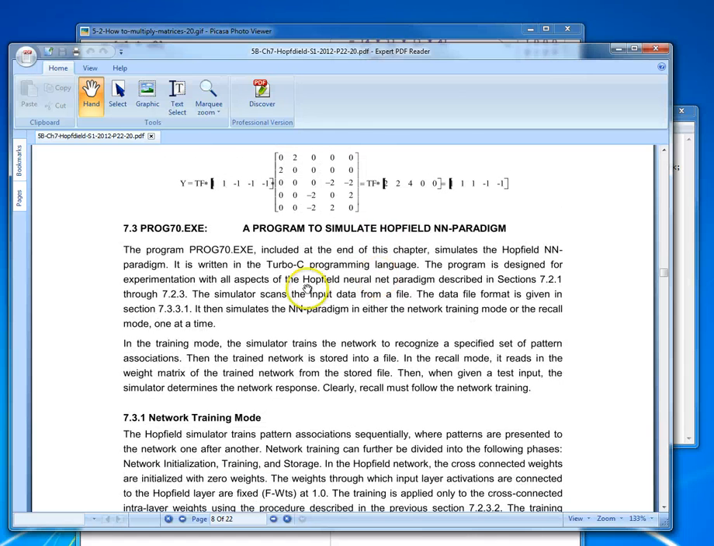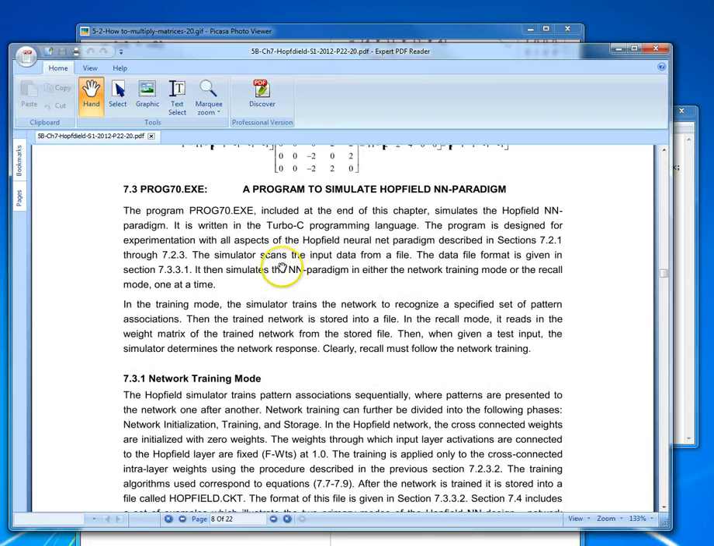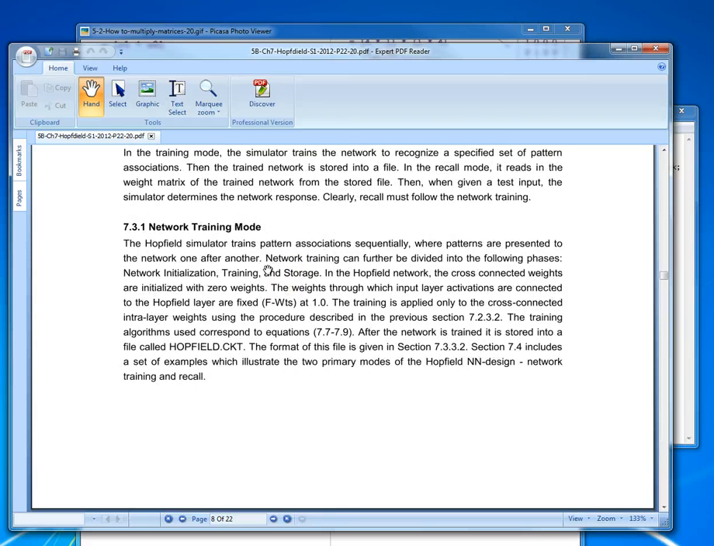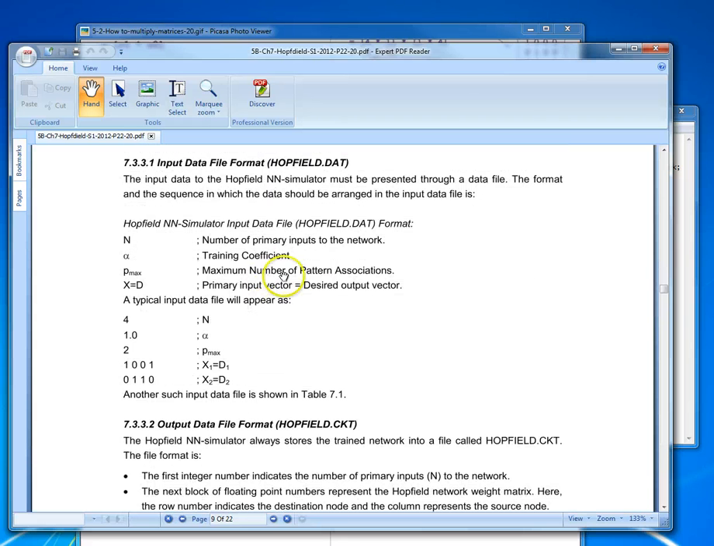Again, you have the Hopfield network model, that is the simulation program. You can run it. In case of the Hopfield network, if you are using the newer program, it's the Hopfield input data file. If it's the older version of the program, the input has to be the Hopfield dat file. For the input data file, you specify the number of parameter inputs and the training coefficient.